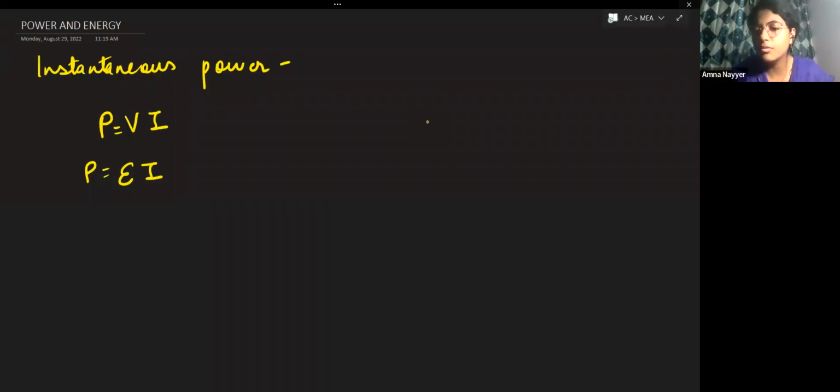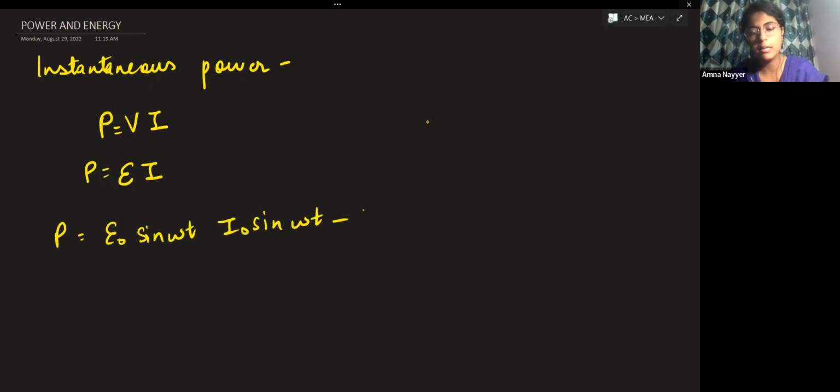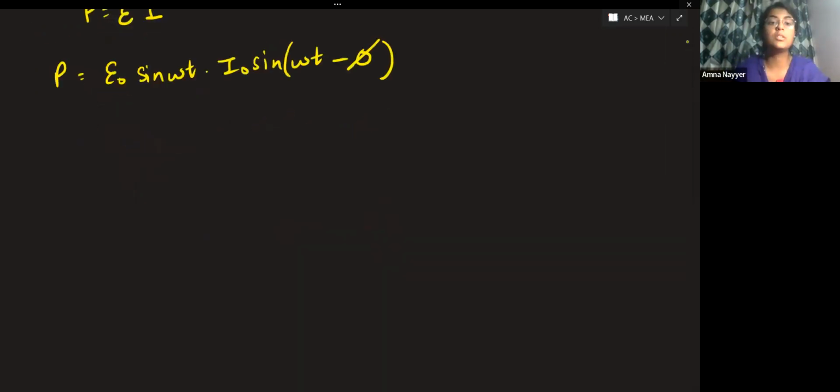What was the value of E naught and I naught? If you put in those values, specifically for E, this becomes E naught sine omega t, and I naught sine omega t minus phi. Both are getting multiplied. From here, just remember this step. This is the starting step for the power. If you remember this step, then the calculation becomes easy.